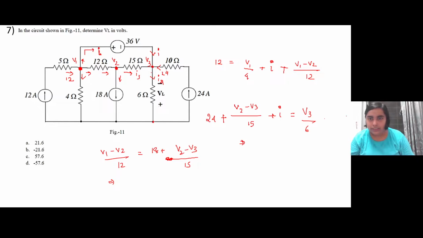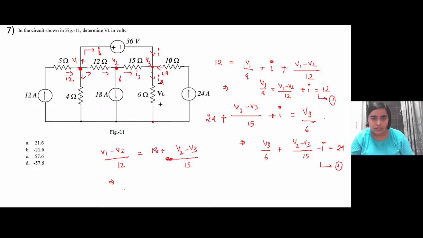So just take this in this term. It is V3 by 6 plus V2 minus V3 by 15 minus I equal to 24. This is one equation. Now the second equation is V1 by 4 plus V1 minus V2 by 12 plus I is equal to 12. So this is the first equation, and this one will be V1 minus V2 by 12 plus, I'll take it this side, V3 minus V2 by 15 equal to 18. Now if you just add equation 1 and this equation 2, you can get rid of this I, right?